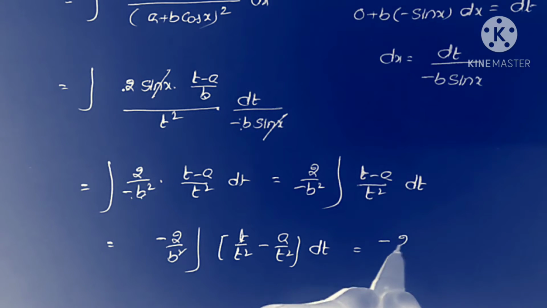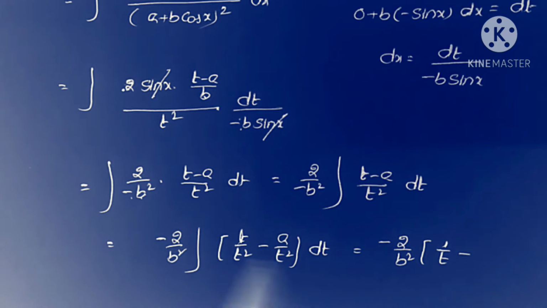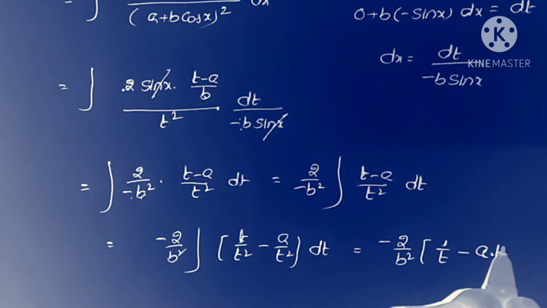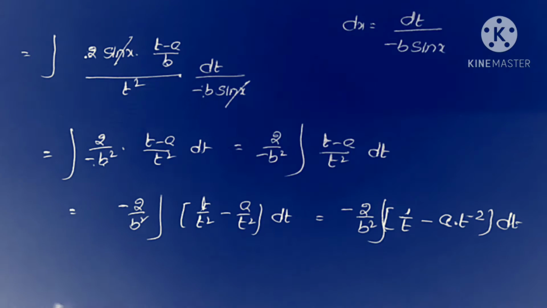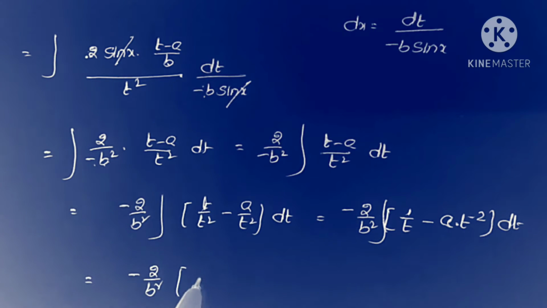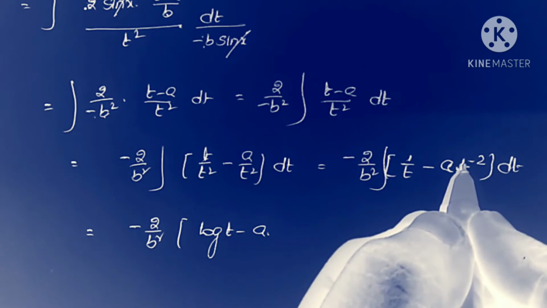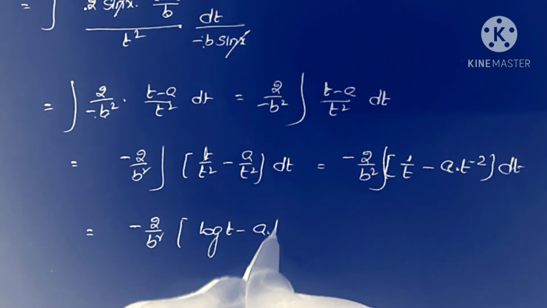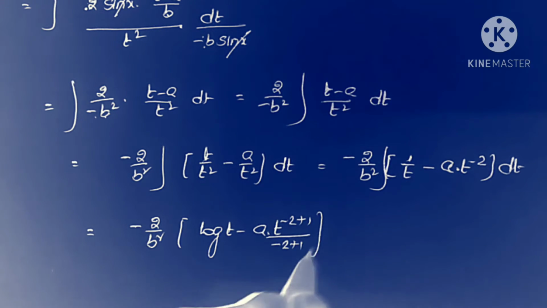And this is equal to minus 2 by b square into first value 1 by t, minus a into second value, a into 1 by t square, that is a into t power minus 2, into dt. Now taking the integration: minus 2 by b square into, what is the integration of 1 by t? Log t, minus a into t power minus 2, x power n form. The integration of x power n is x power n plus 1 by n plus 1, so t power minus 2 plus 1 by minus 2 plus 1, plus c.